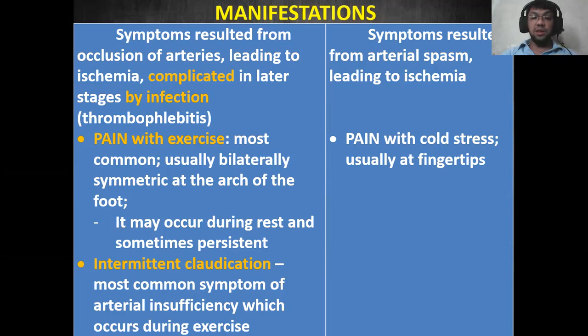Intermittent claudication is the most common symptom of arterial insufficiency, which occurs during exercise. So if the patient, for example, is running or walking, and they feel pain while walking or running, that is intermittent claudication brought about by the occlusion of the arteries of the lower extremities. While for Raynaud's disease, symptoms result from arterial spasm leading to ischemia. Pain again will be felt by the patient due to cold stress, usually at their fingertips.